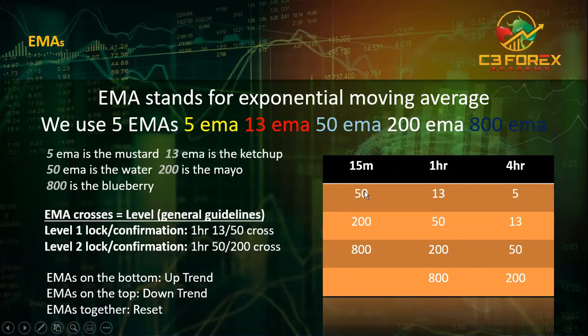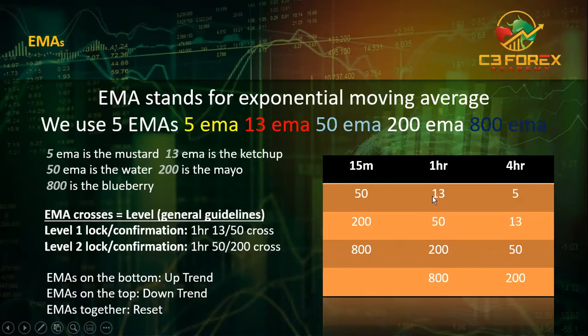All right. So on your 15, if you're on this chart right here, in your 15-minute time frame, your 50 EMA represents the 13 EMA on your 1 hour and the 5 EMA on your 4 hour time frame. Your 200 EMA represents the 50 EMA on your 1 hour and the 13 EMA on your 4 hour. The 800 EMA represents the 200 EMA on your 1 hour and the 50 EMA on your 4 hour.